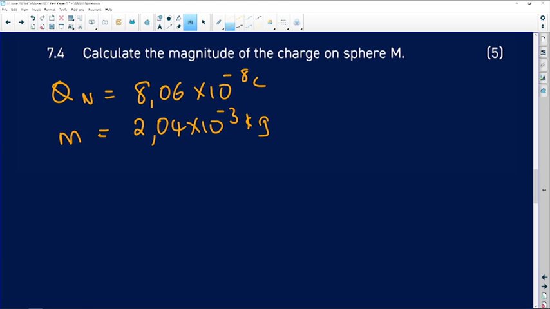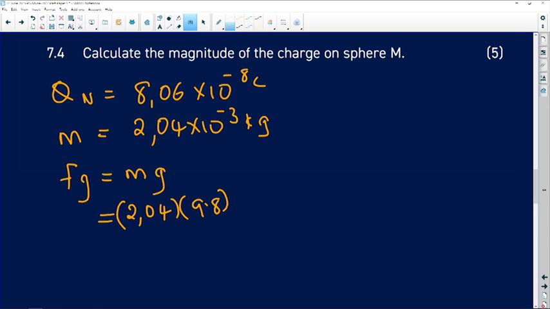So what we can do is look for the force of gravity. Now the force of gravity would be Fg equal to M times the gravitational acceleration. This is for N, remember. So here we have M as 2,04, and we are going to multiply this with 9,8. And therefore we go to our calculator here.